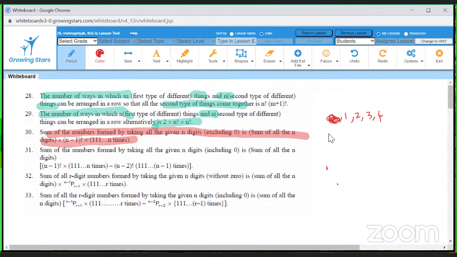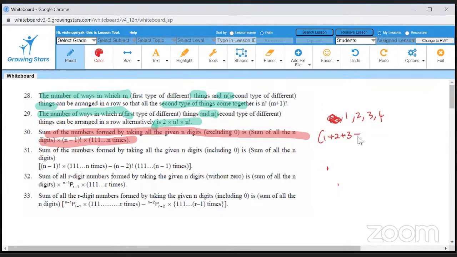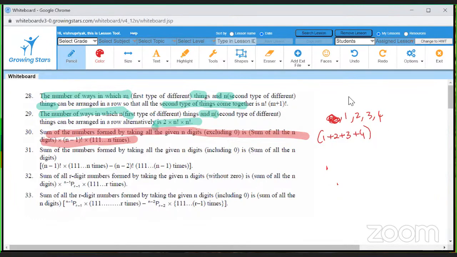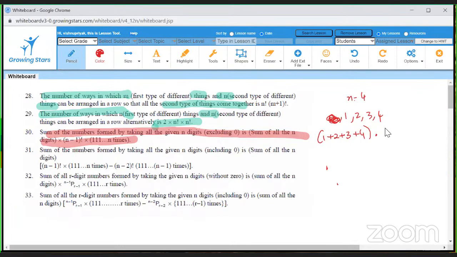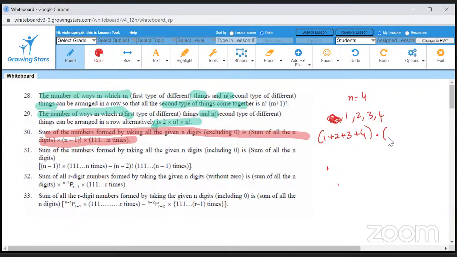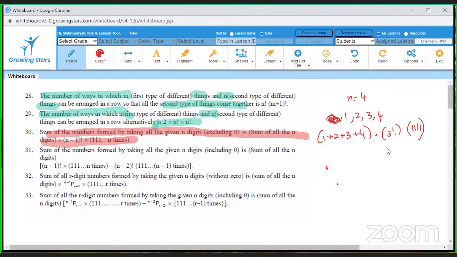First, you have to add up all the digits: 1 plus 2 plus 3 plus 4. Then you have to multiply. Total n means 4 numbers are there. So n minus 1, 4 minus 1, 3 factorial into this 1, 1, 1. I have to write it n times, 4 times I have to write the 1. This is how I will make as many numbers as possible, and I will add those numbers also.